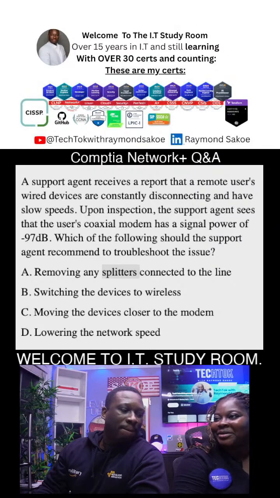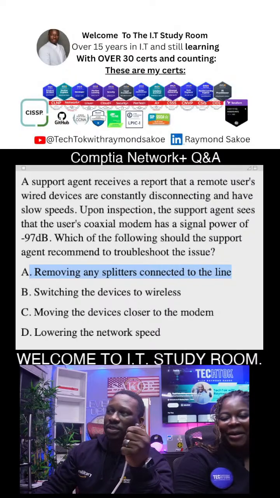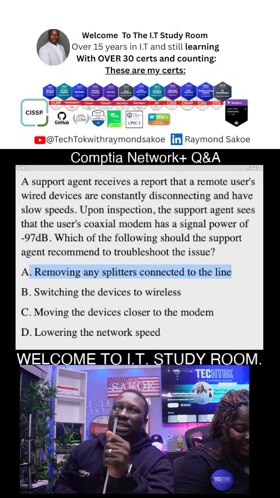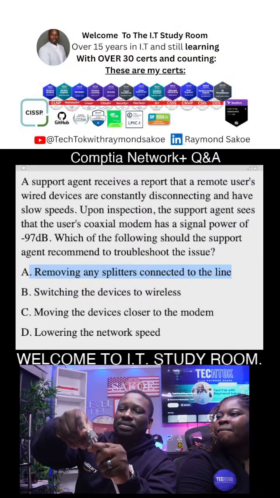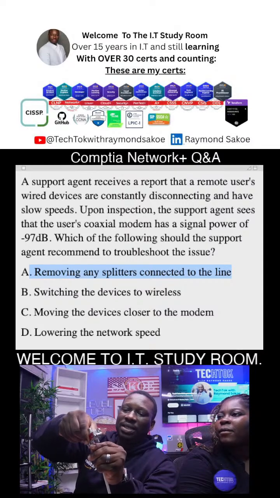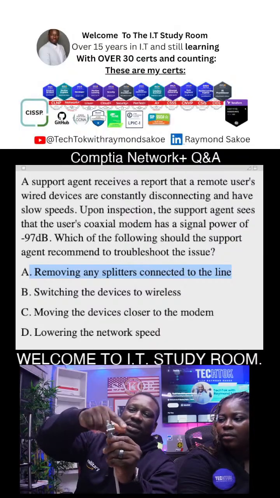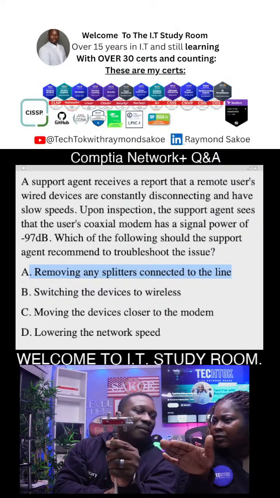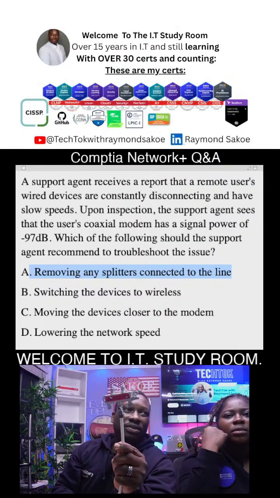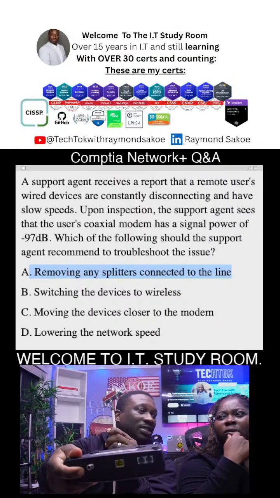So the closest answer to this question is removing any splitter connected to the line. Sometimes there might be multiple splitters connected to the line, which is not needed. And if you have a splitter that is not being used, it can cause noise or interference to enter the system because this is open, that is open. Is this for the phone? No, it's the cable system, coaxial cable. It can be for the phone, the internet, or the TV.